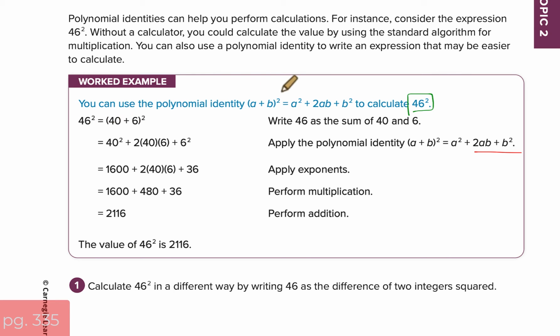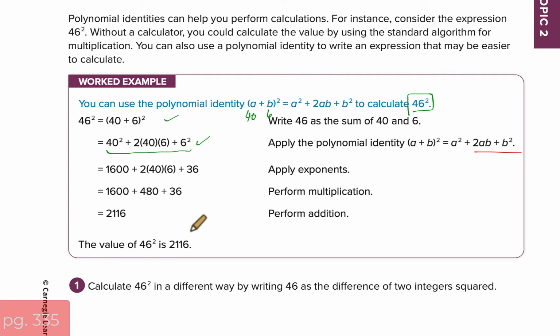Using the formula, that would mean a is 40 and b is 6, so that would equal 40 squared plus 2 times 40 times 6, and then plus 6 squared. Notice how they show each line of this, and then they square the 40, multiply all this out, and square the 6, and then you get 2,116, and that's the value of 46 squared.